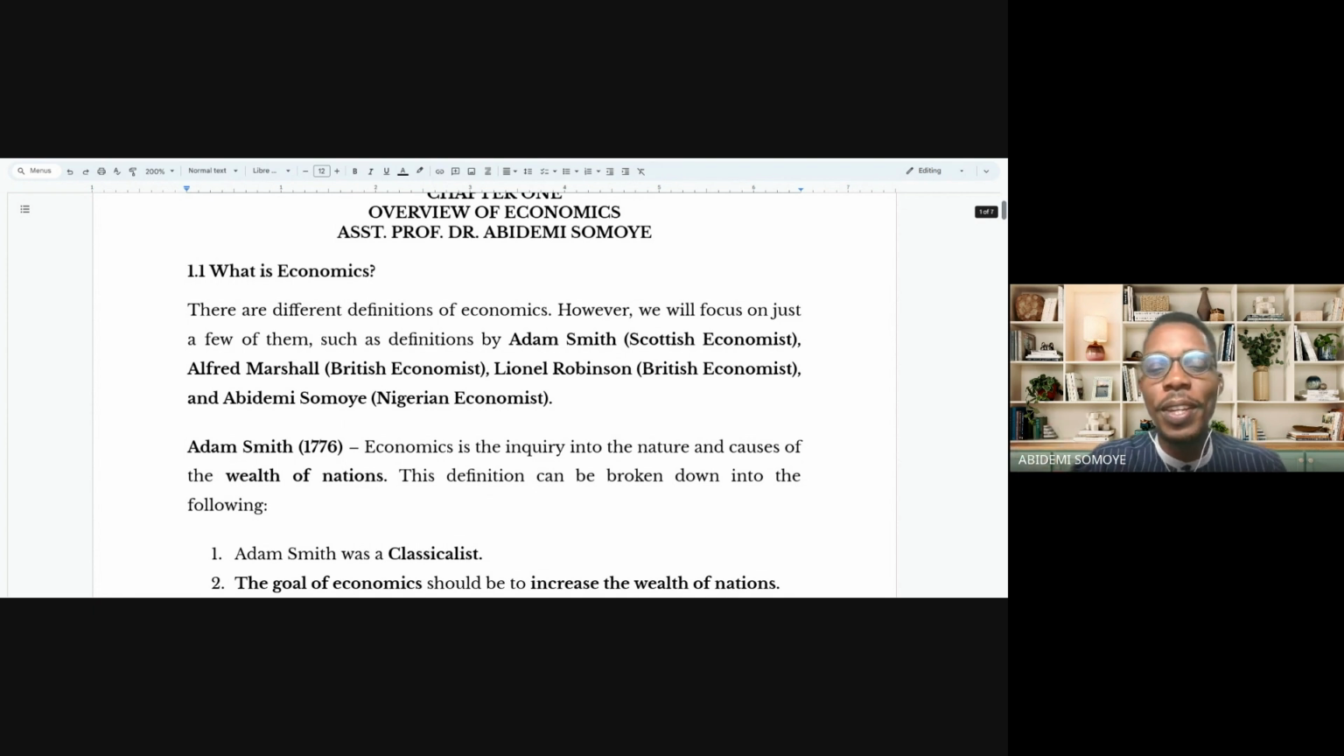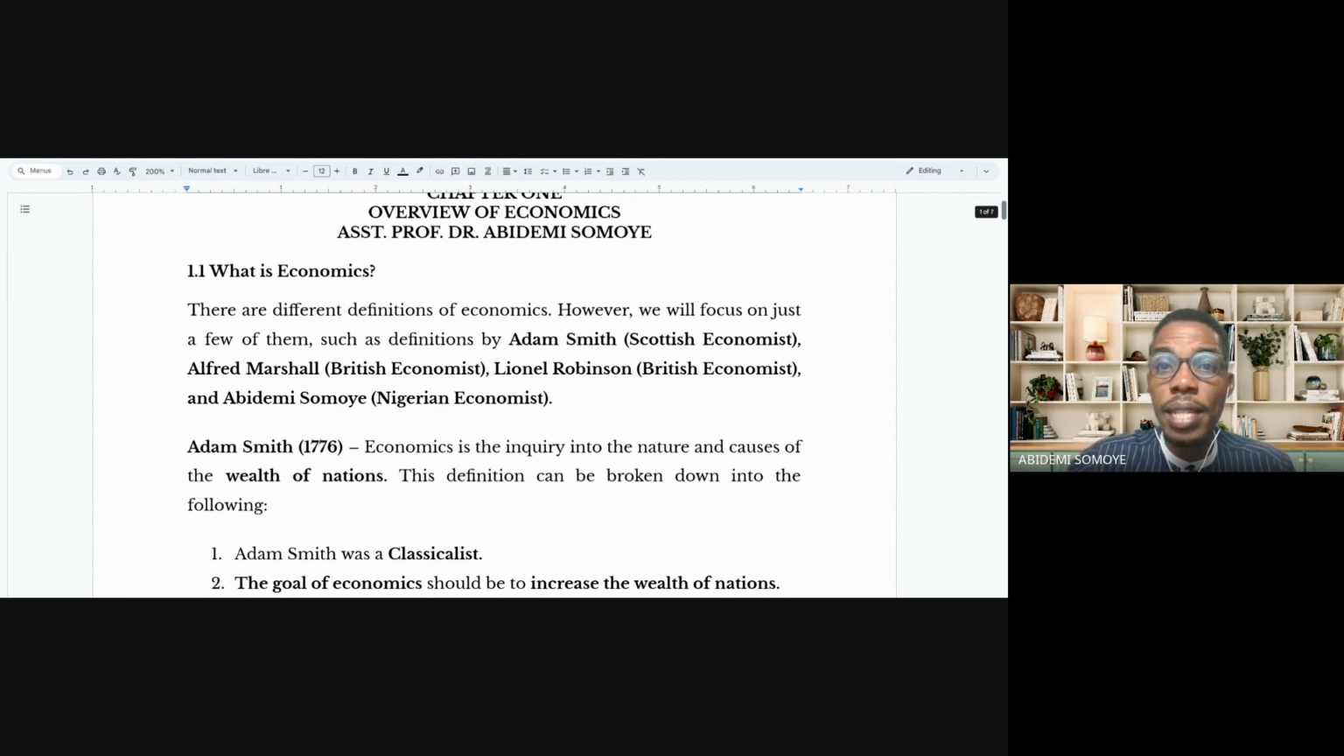I'm sure you can say a nation is considered wealthy if it has natural resources, but you can also say a nation or a country is considered wealthy if it's able to engage in the production of goods and services in such a way that those goods and services are able to meet its societal needs, and it is also able to export those goods and services to other parts of the world.